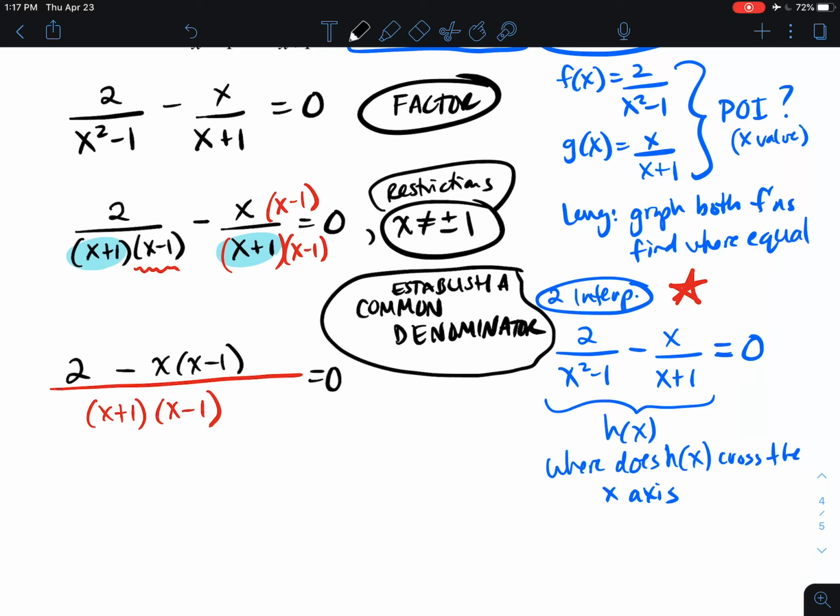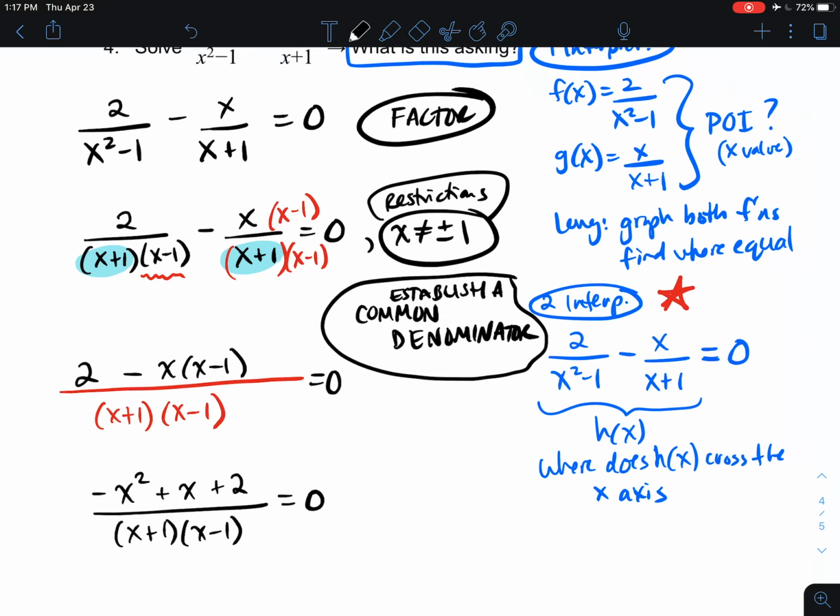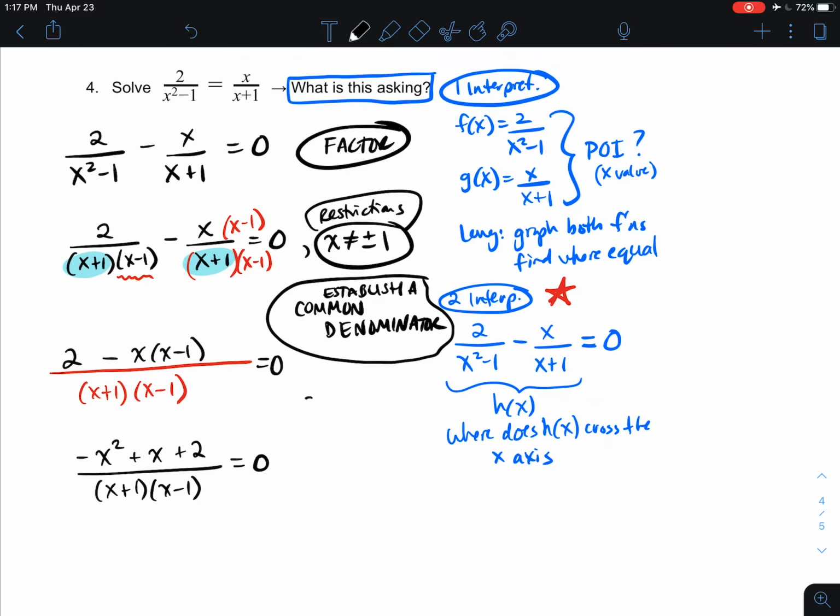Great. Now I can simplify a little bit. I'm just going to put that x squared term first. So I have negative x squared plus x plus 2, all over x plus 1, x minus 1, equals 0. So that step, I can write down as simplify.